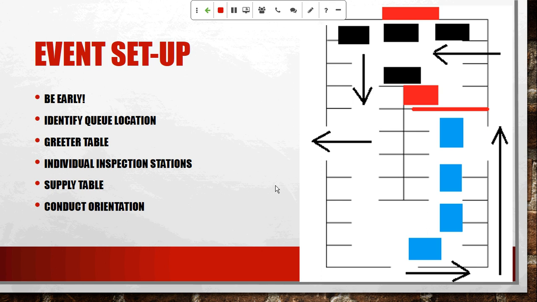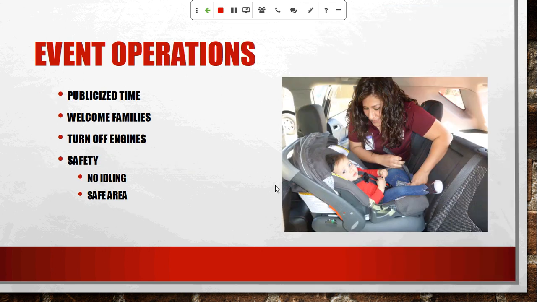So now we'll move on to event operations. So first of all, your events need to be open to the public for the publicized time. If on your event flyer you say you're open until 2, you need to remain open until 2. There's going to be times during your event that traffic is very slow. You may have 1 or 2 cars pulling in. You might have 20 minutes when no cars pull in. However, it's super important that you make sure you remain open until the end of your publicized time.